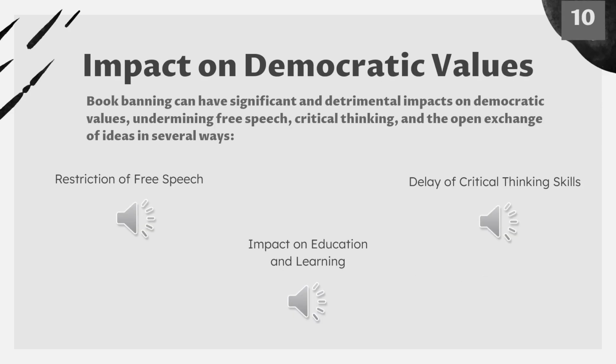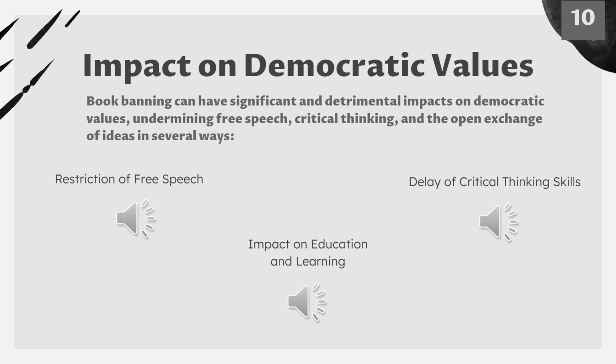Banning books limits the freedom of expression, a cornerstone of democracy. When certain viewpoints or ideas are suppressed, it restricts individuals' rights to access information and express diverse opinions. It establishes a precedent for censoring or silencing voices that may challenge prevailing norms of authority, stifling free speech.